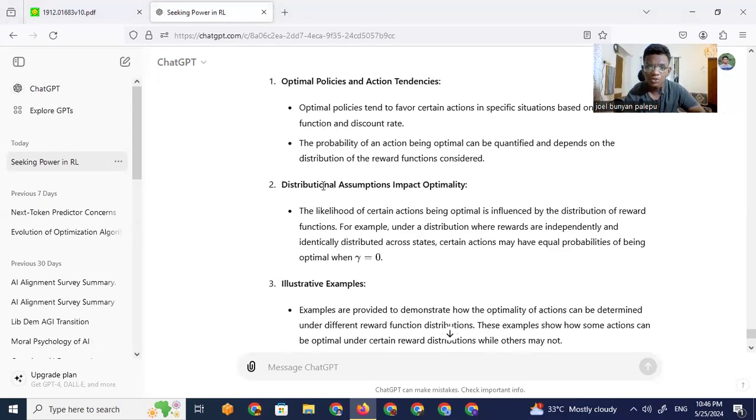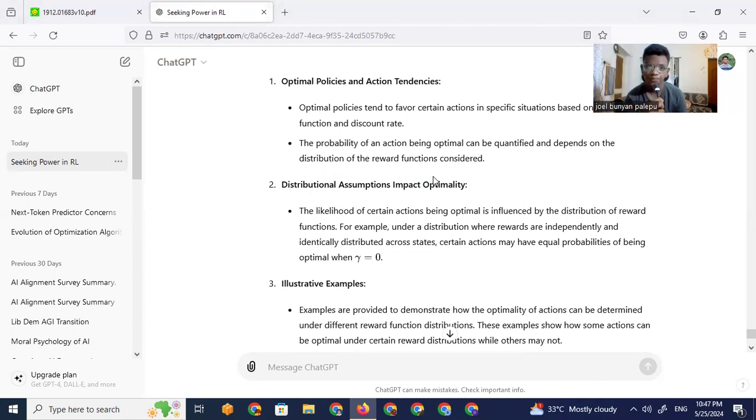Distributional assumptions impact optimality. The likelihood of certain actions being optimal is influenced by the distribution of reward functions. For example, under a distribution where rewards are independently and identically distributed across states, certain actions may have equal probabilities of being optimal when gamma equals 0.